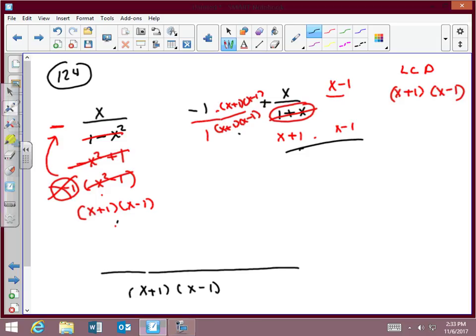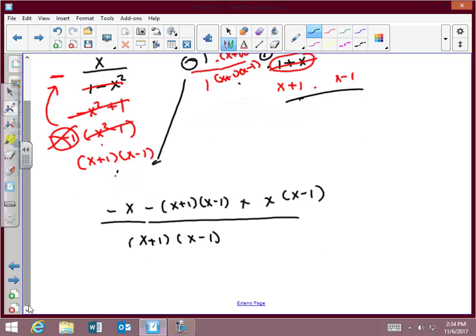Now this first numerator, it's going to be what? A negative x. That second one is a negative, you bring that minus sign down, and then it's going to be the product of x plus 1, x minus 1. Then the third one, you bring this plus sign down, plus, and that's going to be x times x minus 1, right? Now we have to expand the numerator and simplify. Our denominator is still x plus 1, x minus 1.